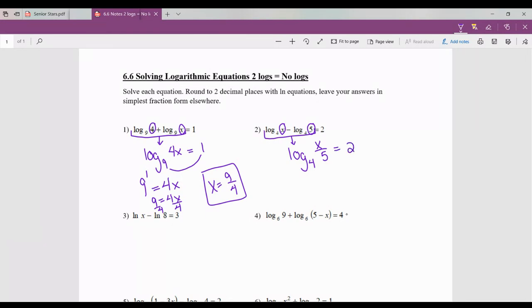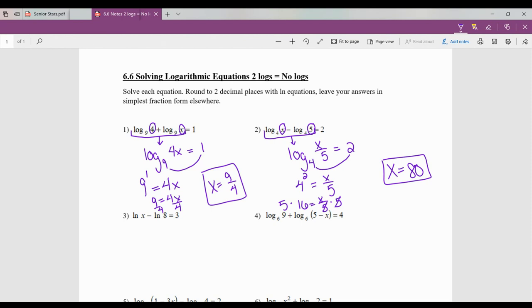Now we're going to swoop it because it's one log equals no logs. 4 squared equals x divided by 5. So we've got 16 equals x divided by 5. We want to get the x by itself, so we get rid of the 5 by multiplying both sides by 5. So we get x equals 80. Final answer.